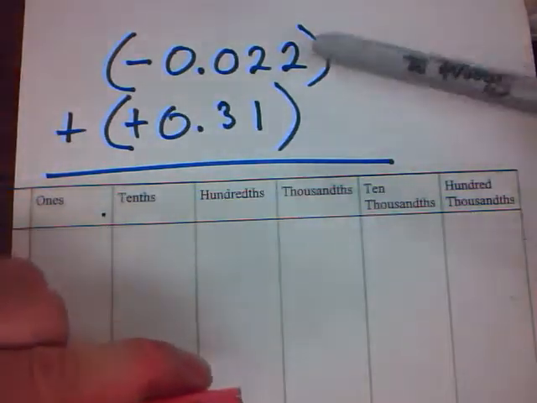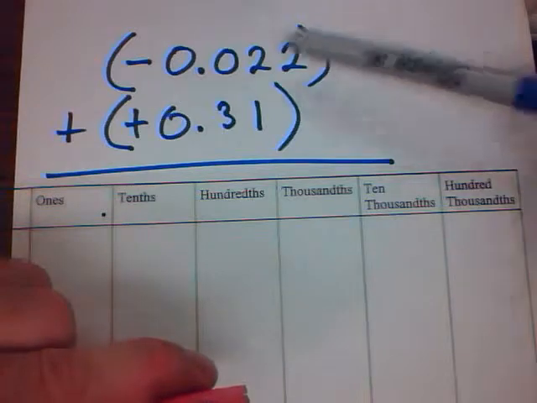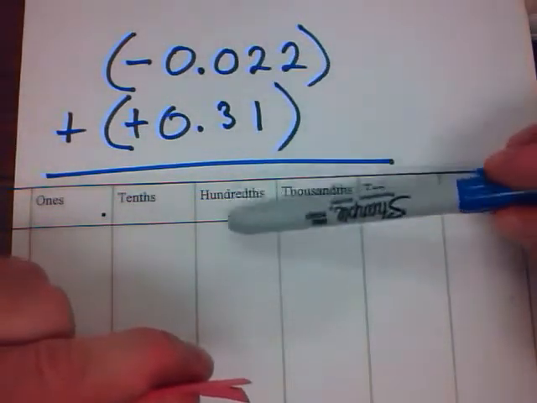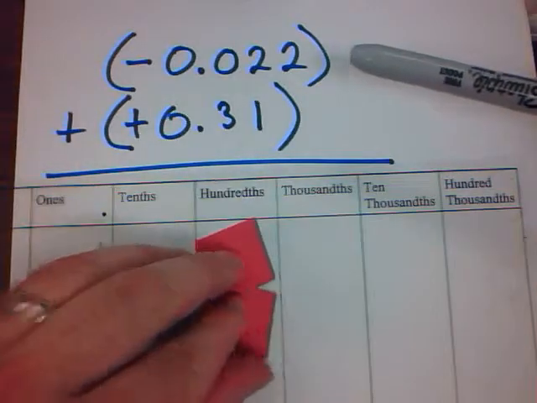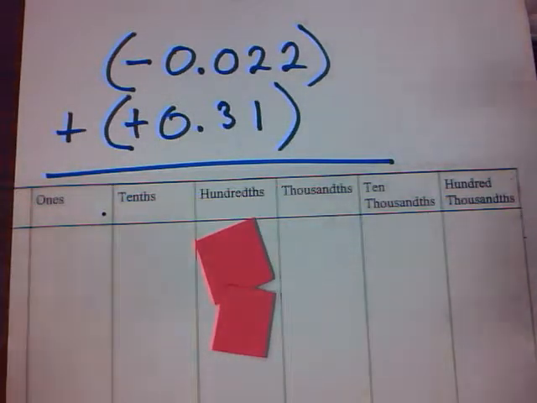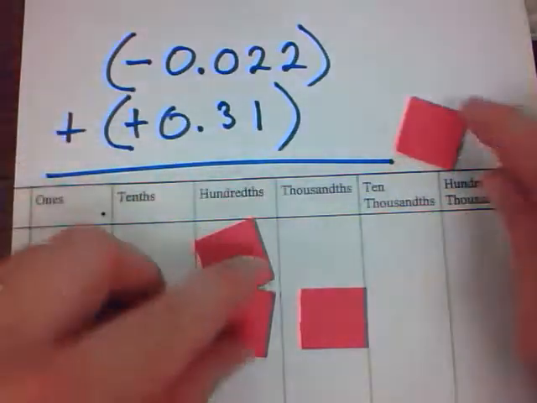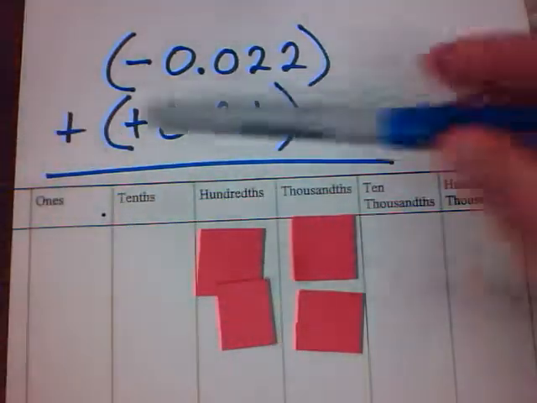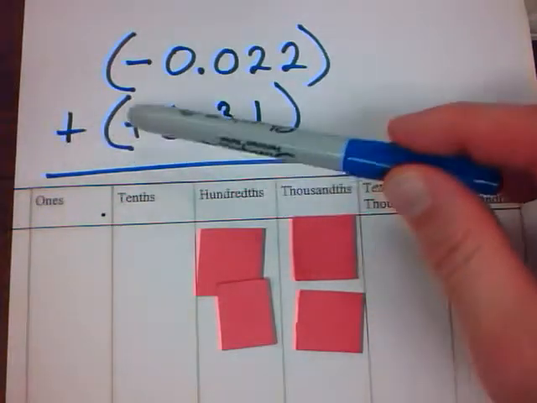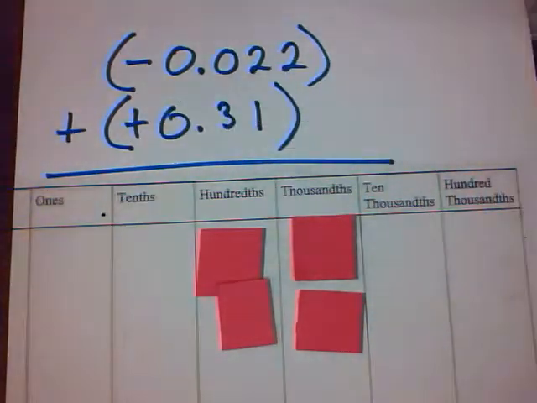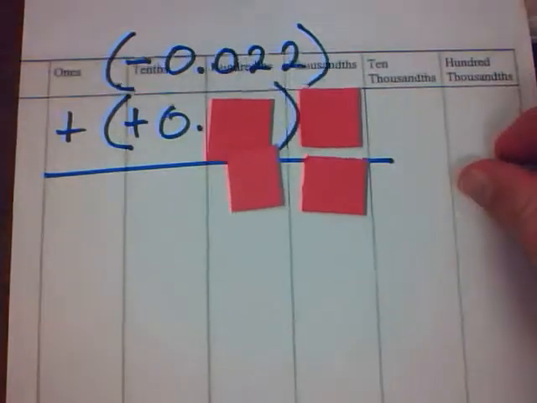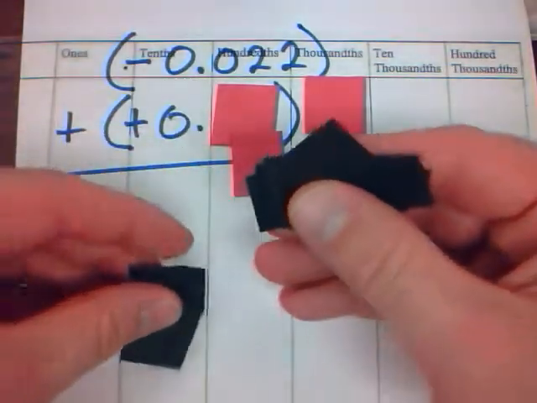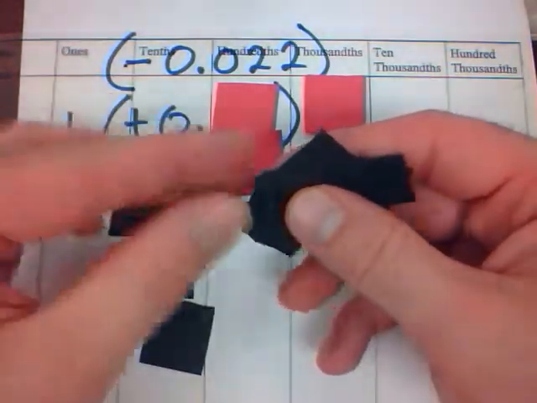Let's begin with the starting number. Negative 0.022. So we need two negative numbers in the hundredths place value. Then we need two negative tiles in the thousandths place value. And this question is going to ask us to add positive decimal 3.1. So let's add our positive 3.1. That's 3/10 and 1/100.